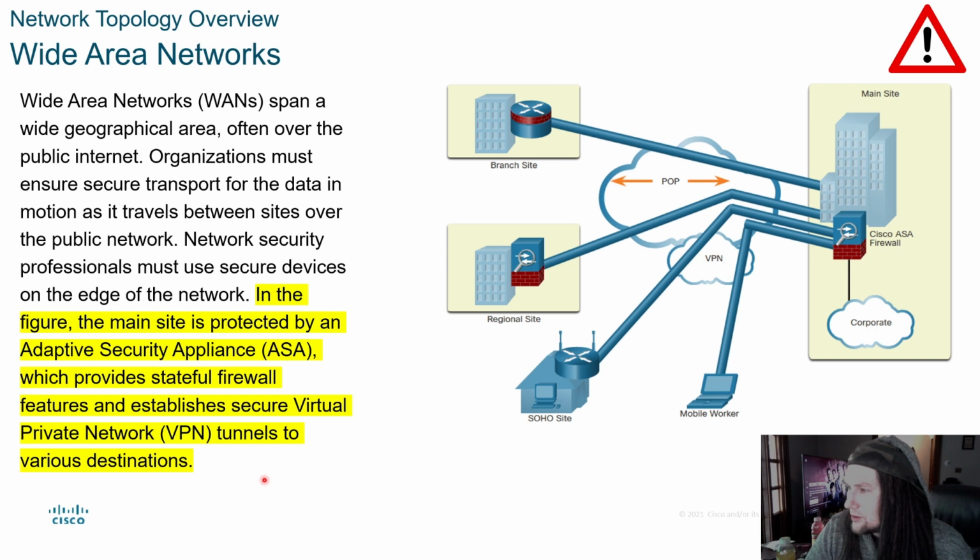All right, and we can see it's right there, the Cisco ASA firewall. And this is again something that's important to note. The highlighted part right here. Read it again. In the figure, the main site right here is protected by the ASA, which provides stateful firewall features and establishes secure VPN tunnels to various destinations. And those are shown by these pipes that I guess they're supposed to represent the VPN tunnels.